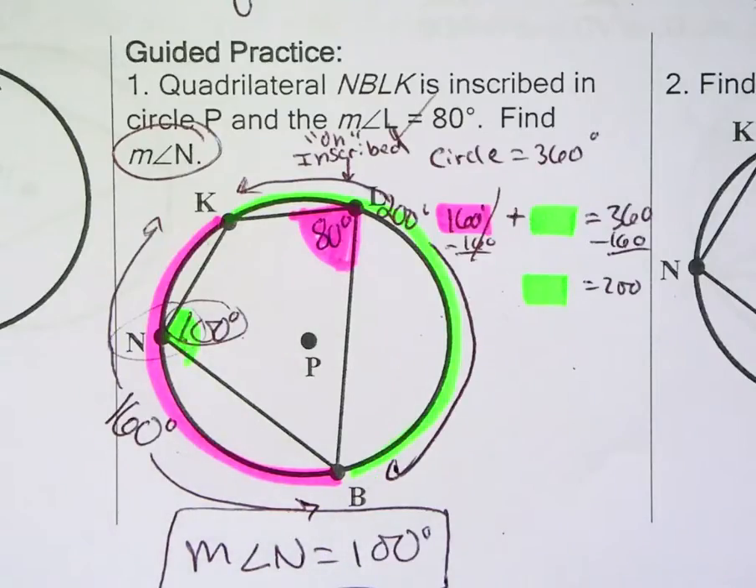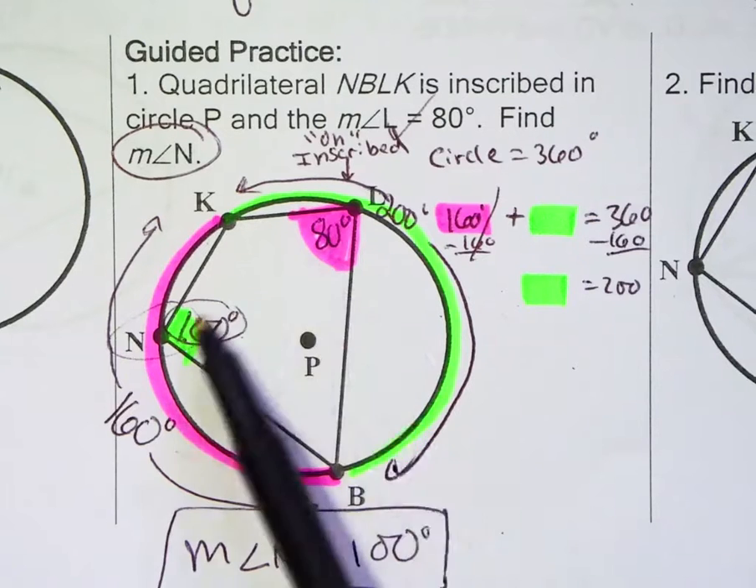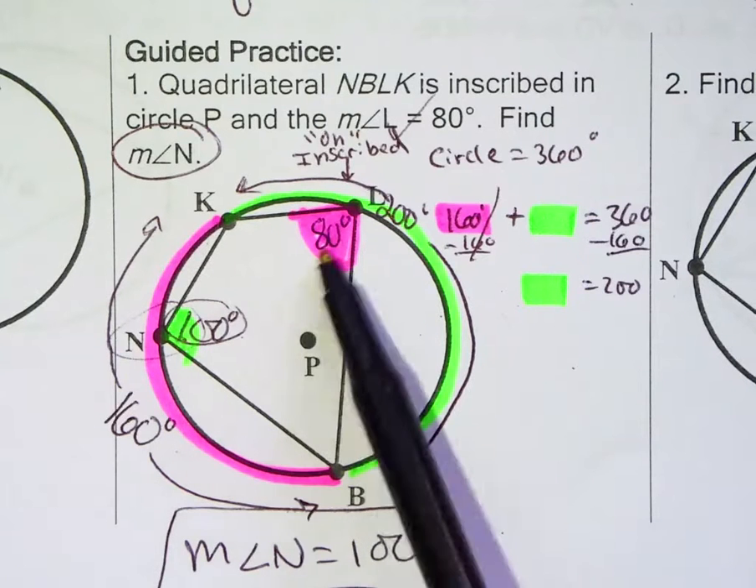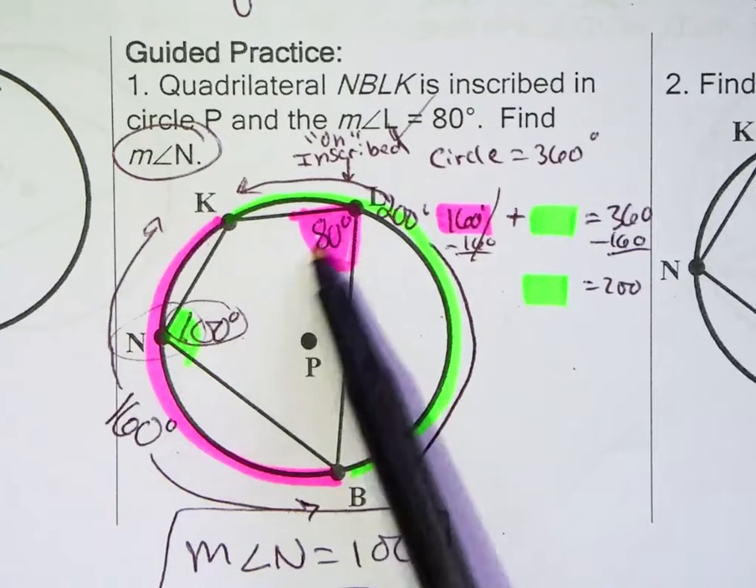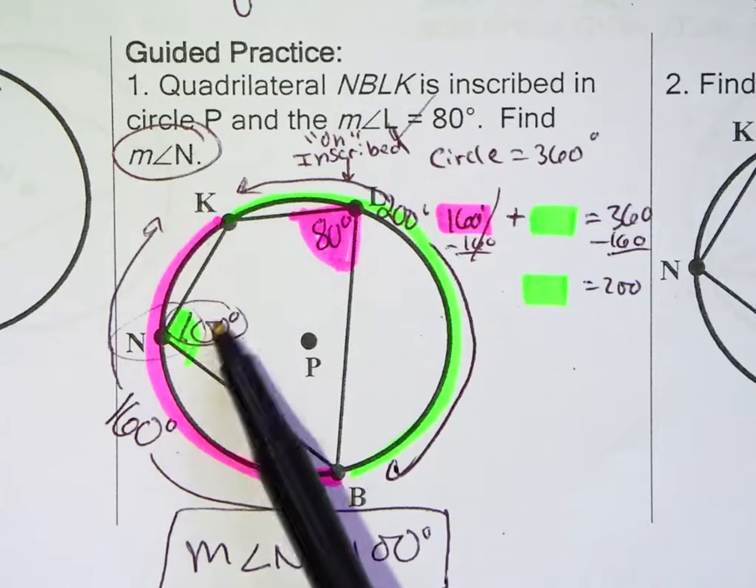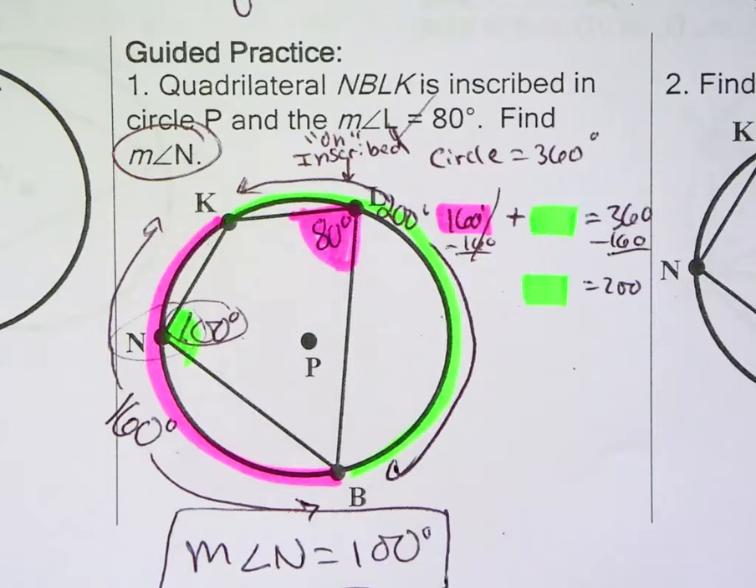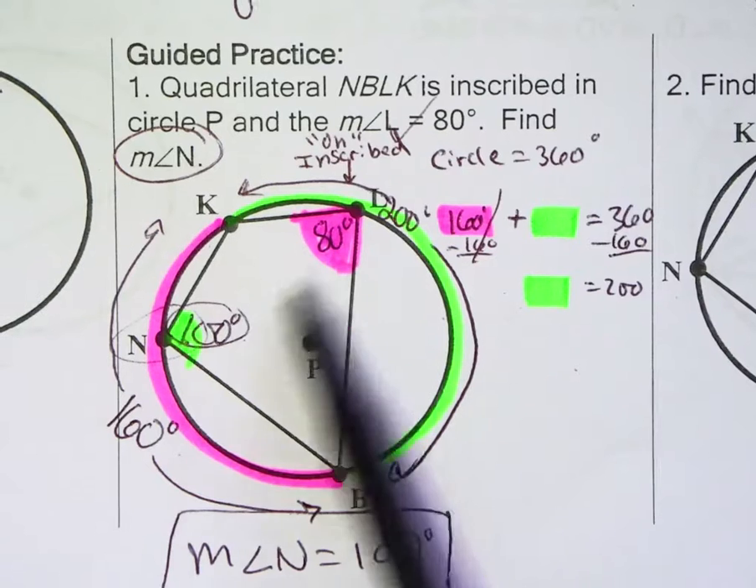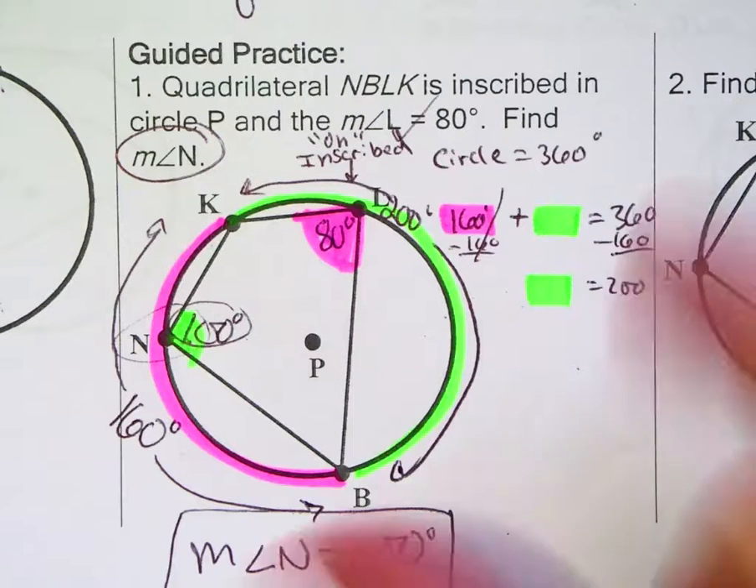Is there an overarching relationship? Well, take a look at these two angles. They're opposite angles. 80 is opposite the 100. Is there a relationship between 80 and 100? Absolutely, they're supplementary. And that turns out to be the relationship here when you have an inscribed quadrilateral. The opposite angles turn out to be supplementary.